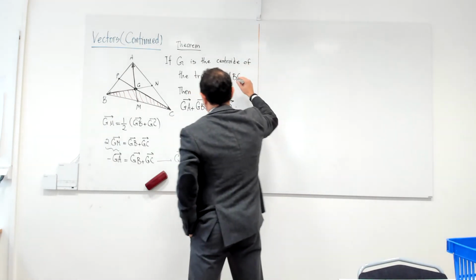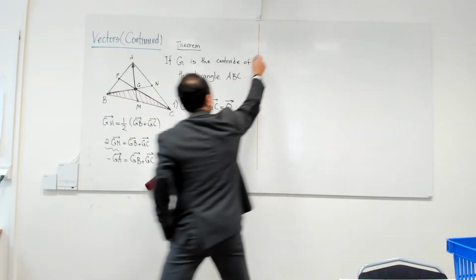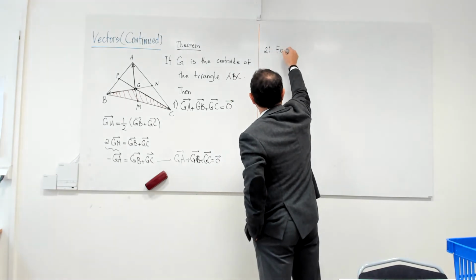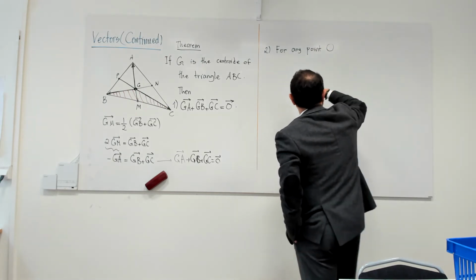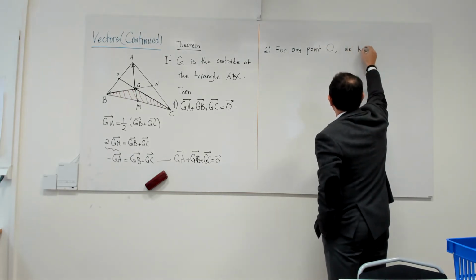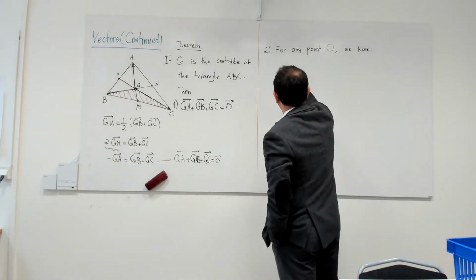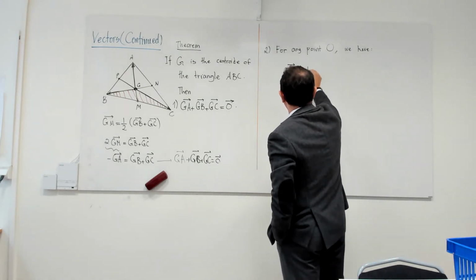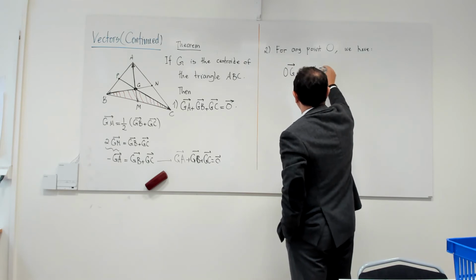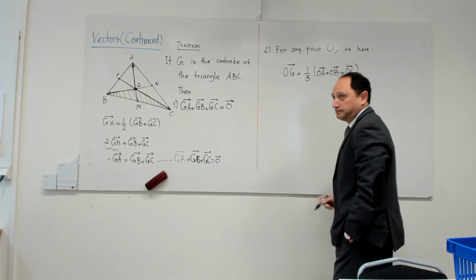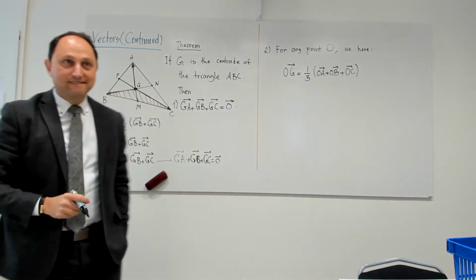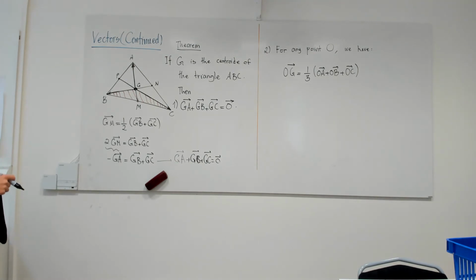Let me call this part 2: for any point O, we have OG equal to 1/3 of OA plus OB plus OC. It should be 2 OG, because the vectors OA, OB, and OC sum to OG, and we already have OG.